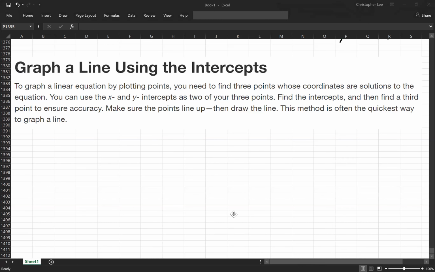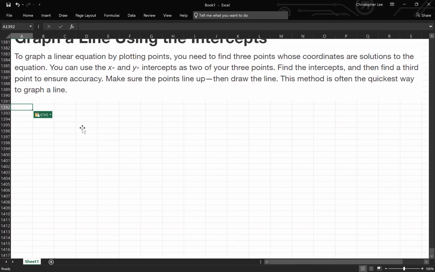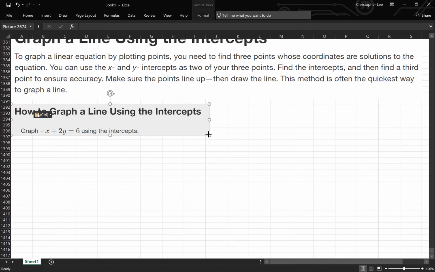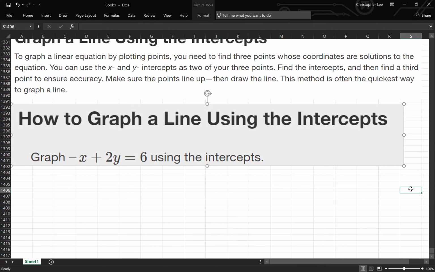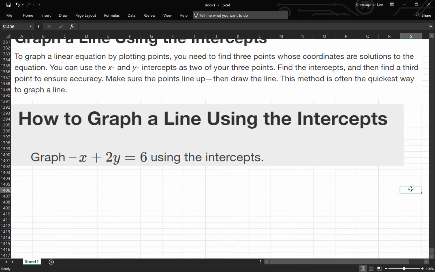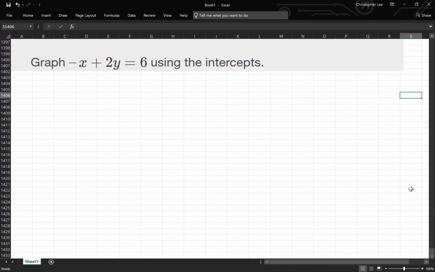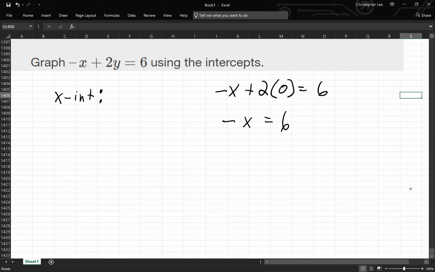All right, so let's take a look. Try it out real quick. Let's say I have this equation right here. I want to graph negative x plus 2y is equal to 6. Very simply, what I could do is just find the intercepts. So tell me, what's the x-intercept here? If I'm finding the x-intercept, I'm plugging in 0 for y. So I have negative x plus 2 times 0 is equal to 6, which is just going to be negative x is equal to 6.